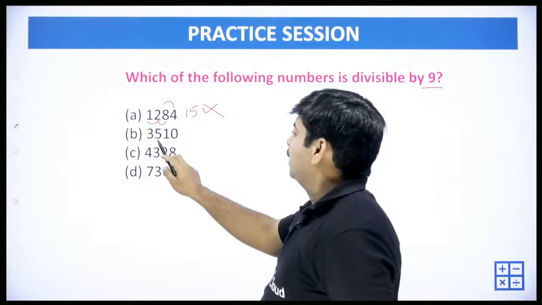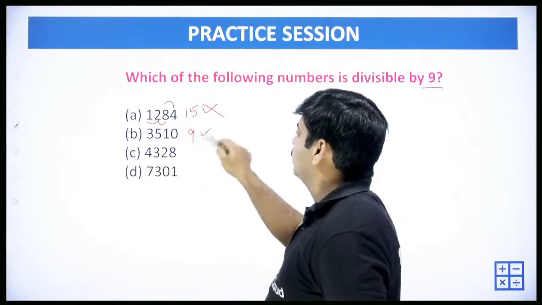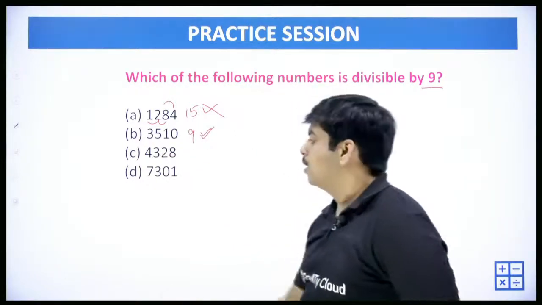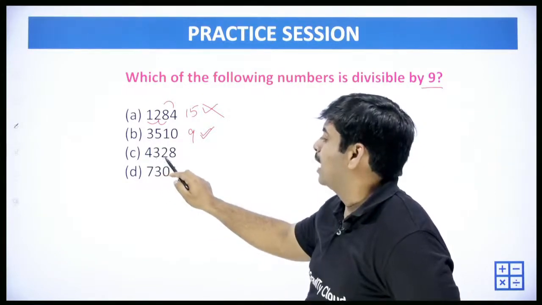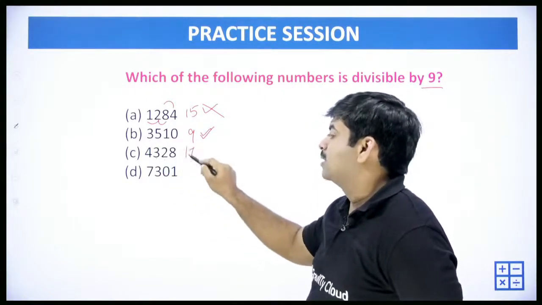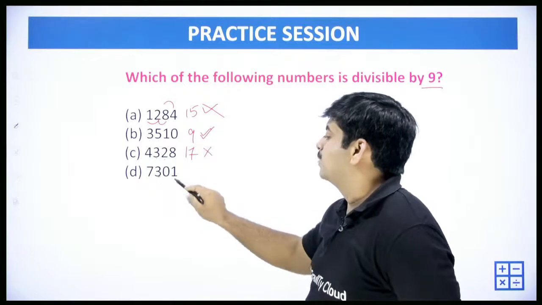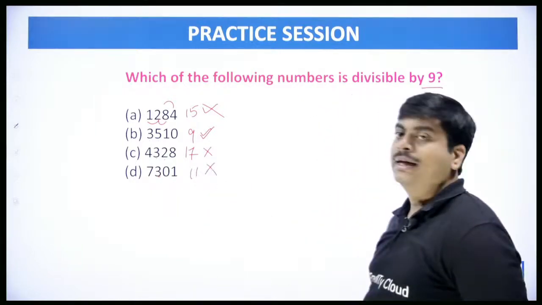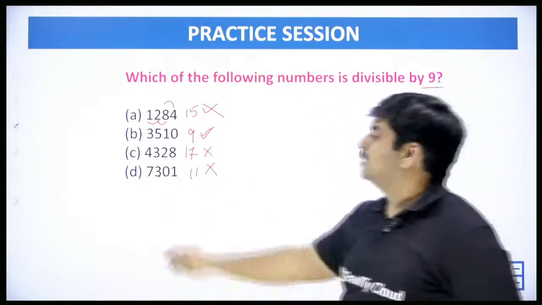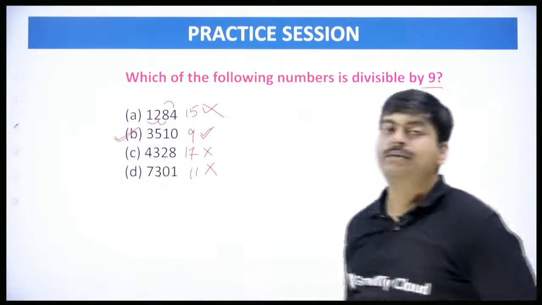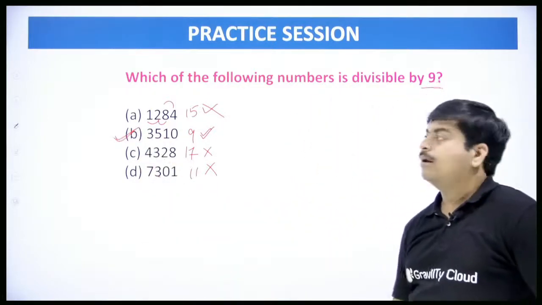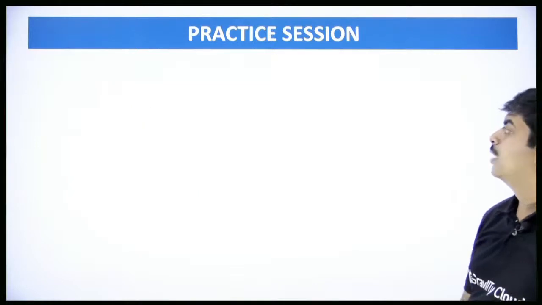3 plus 5, 8, 8 plus 1, 9. Yes, 9 is divisible by 9. Remaining options also: 4 plus 3, 7, 7 plus 2, 9, 9 plus 8, 17, which is not. 7 plus 3, 10, 10 plus 1, 11, which is again not a multiple of 9. So 3, 5, 1, 0, the sum is 9, which is exactly divisible by 9. Right, so that is how these questions can be solved.